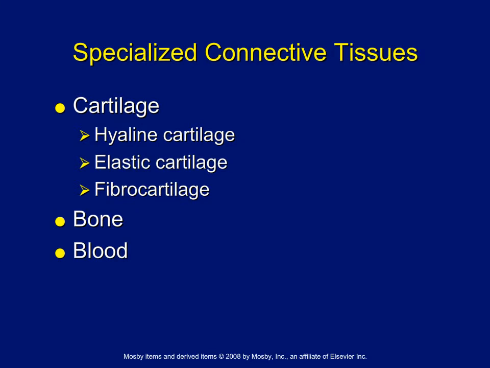Alright, now we're going to shift gears and move on from our fibrous connective tissues to talk about our specialized connective tissues. Now, we call these tissues specialized because they don't necessarily meet all the requirements of a normal fibrous connective tissue. Now, most of them have an extracellular matrix, but that matrix doesn't always consist of protein fibers, at least visible fibers, and so we tend to call them specialized connective tissues. And these include things like cartilage, bone, and blood.